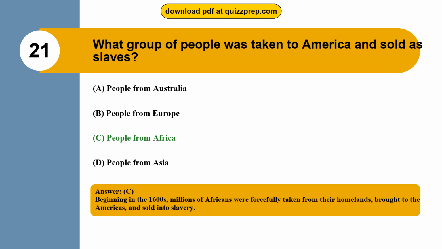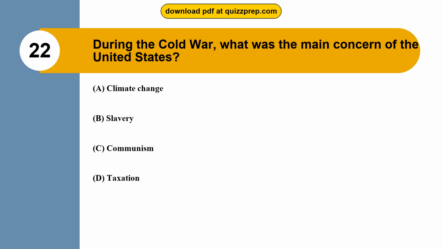Beginning in the 1600s, millions of Africans were forcefully taken from their homelands, brought to the Americas, and sold into slavery. Question 22. During the Cold War, what was the main concern of the United States?